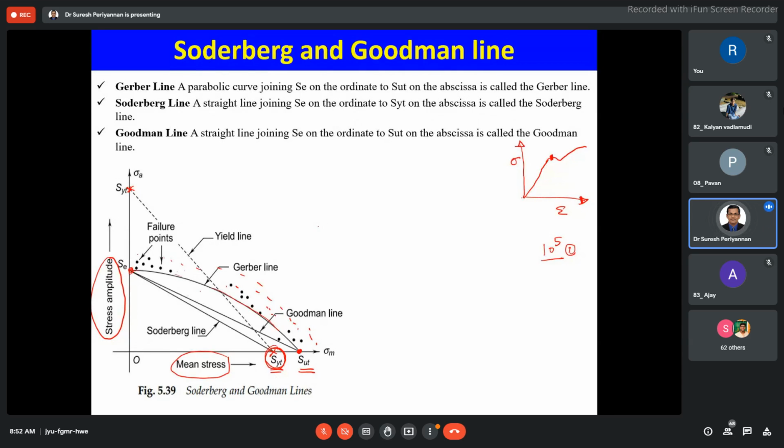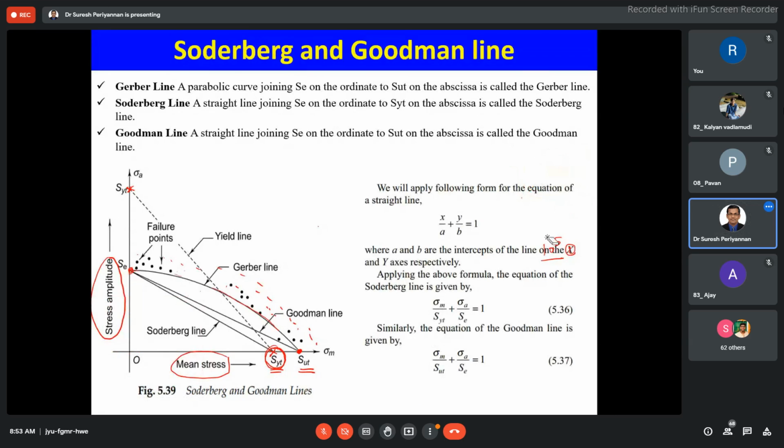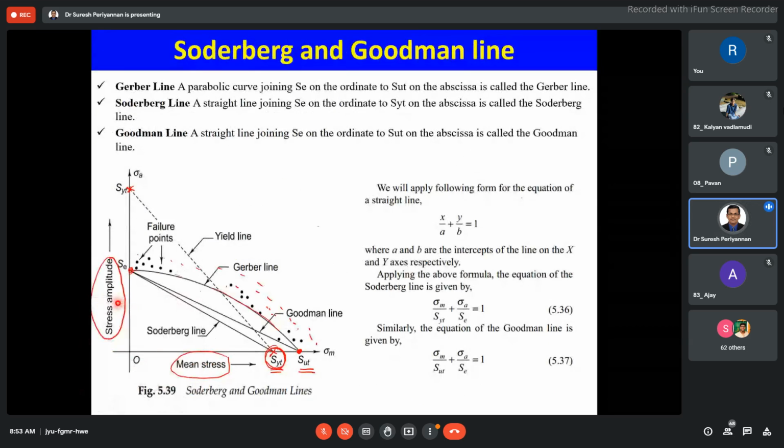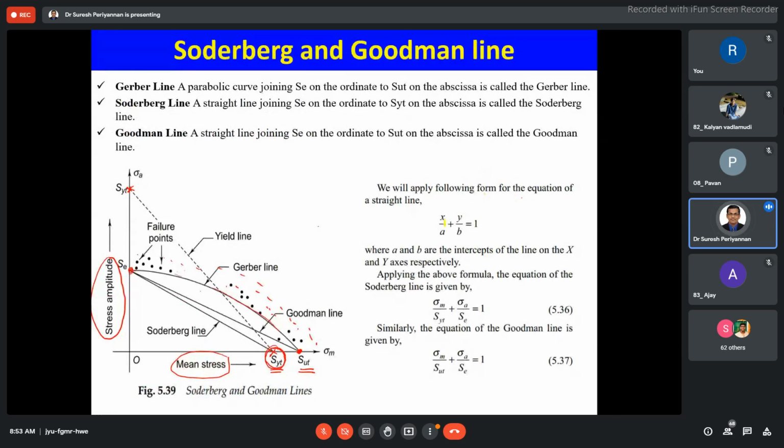Before going to the modified Goodman theory, understand this equation first. Goodman theory and Soderberg theory came from research showing they are linear theories. In a linear theory we use the general equation x by a plus y by b is equal to 1.